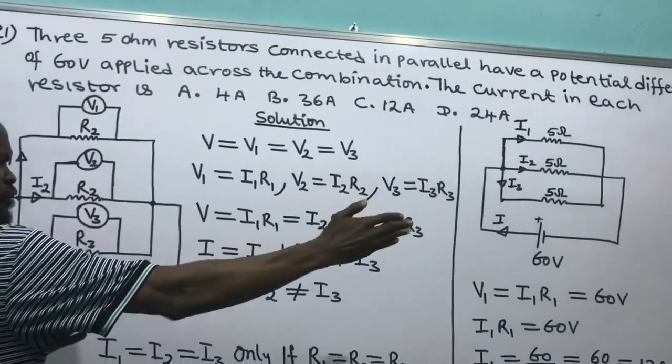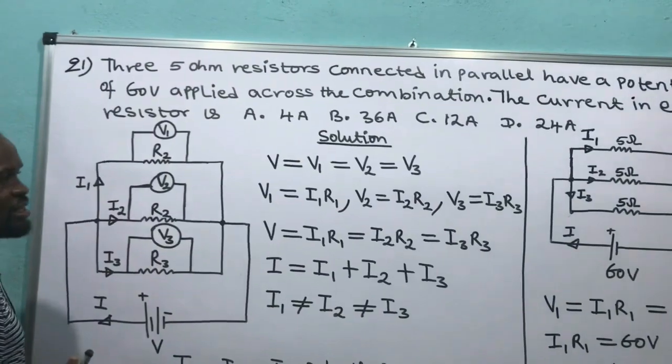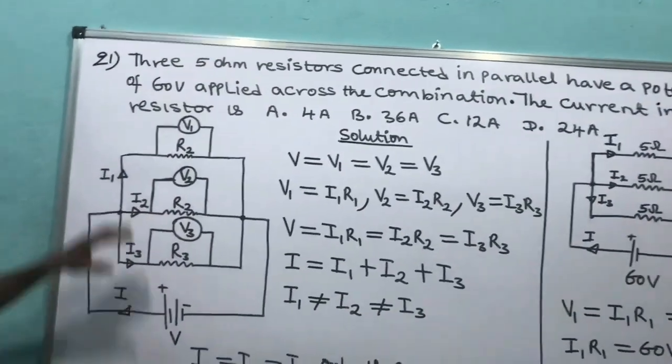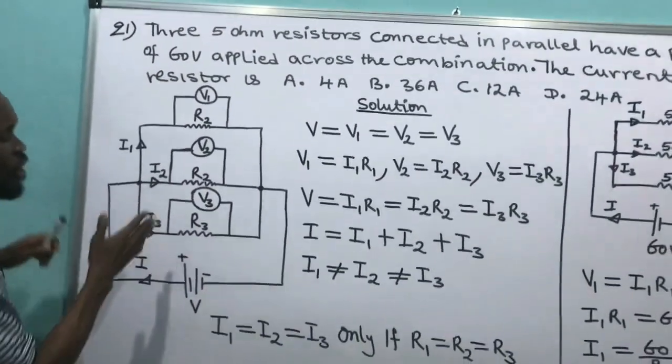Before we go into solving it, let's look at this format we needed to know. This 3 resistors in parallel.